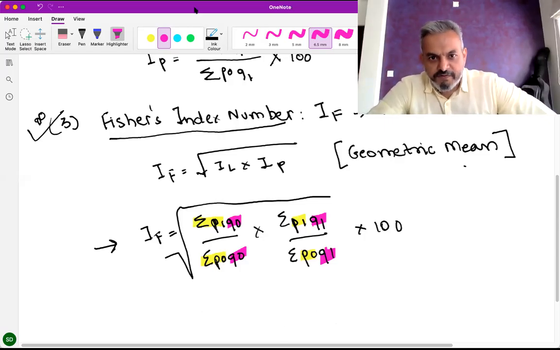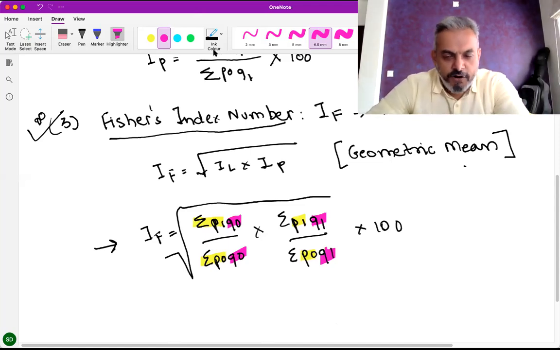Let's go to some sums and let's test these formulas and see how they work. So come to the textbook.